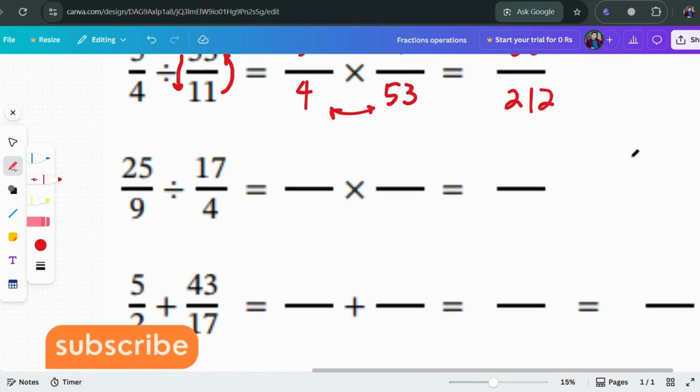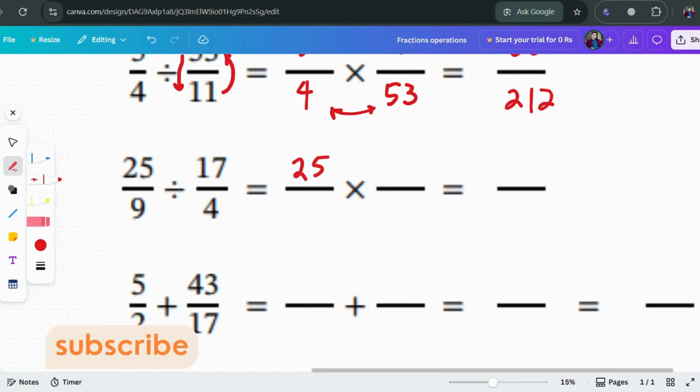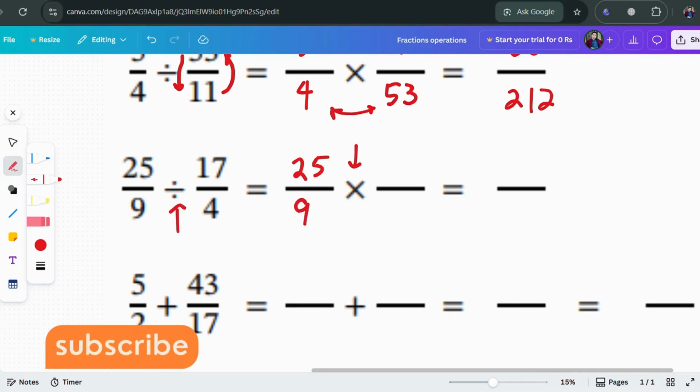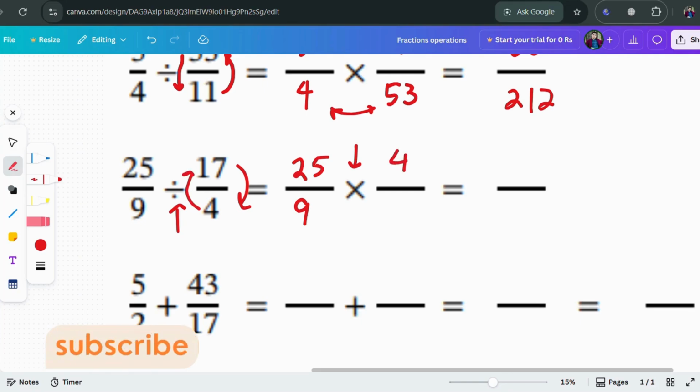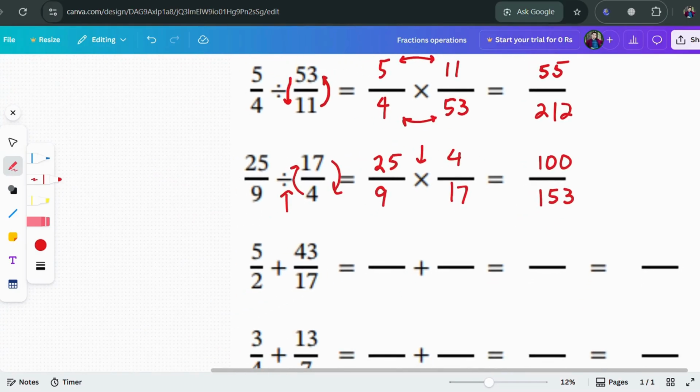We have another question over here. We will be doing the same exact operation. 25 over 9. The division sign will be converted into the multiplication sign, and we will have a flip over here, so it will become 4 over 17. Now multiplying, we will multiply 25 with 4, that's equivalent to 100. And 9 multiplied by 17, that's equivalent to 153. Alright, so we are done till this part.